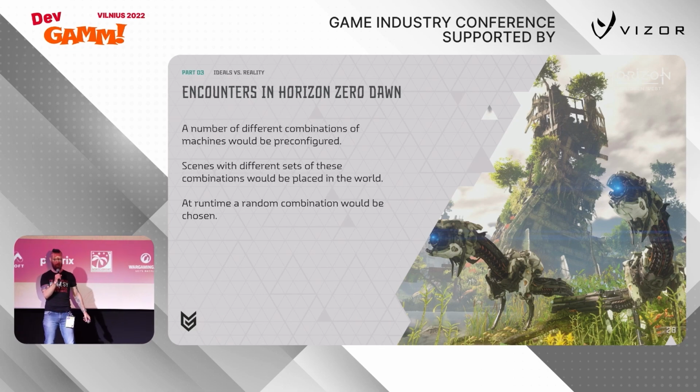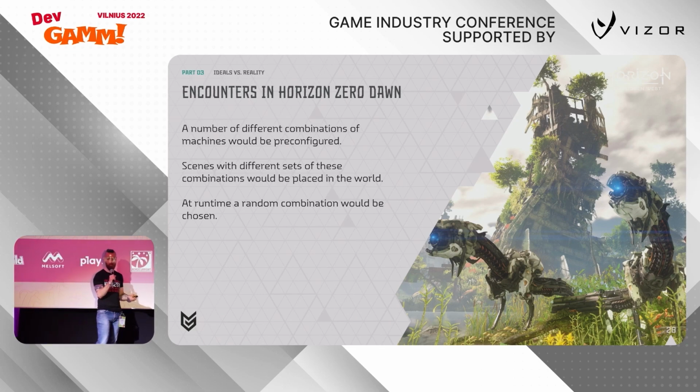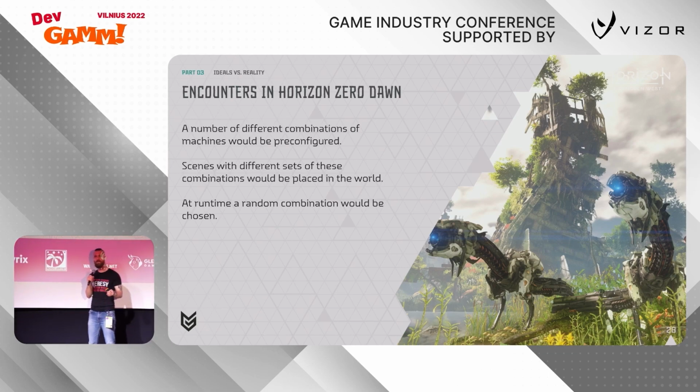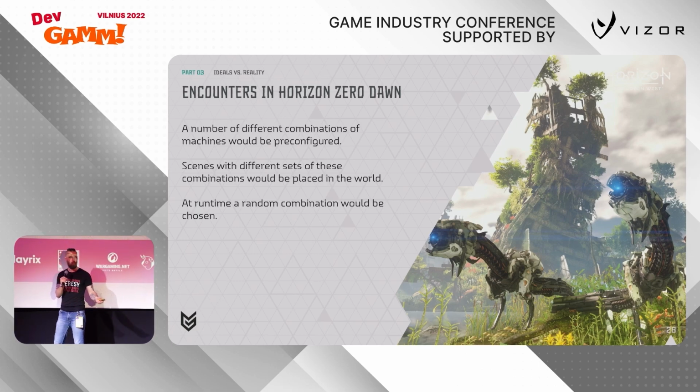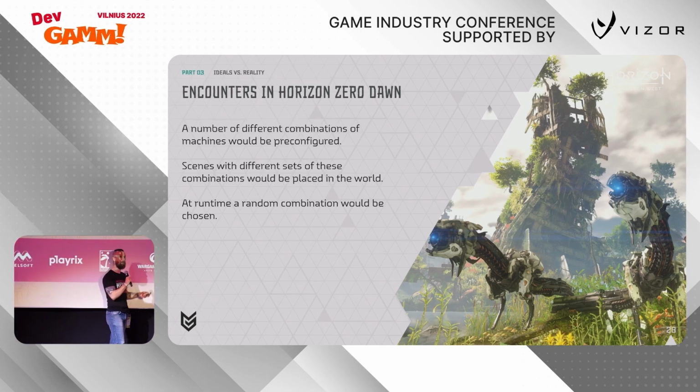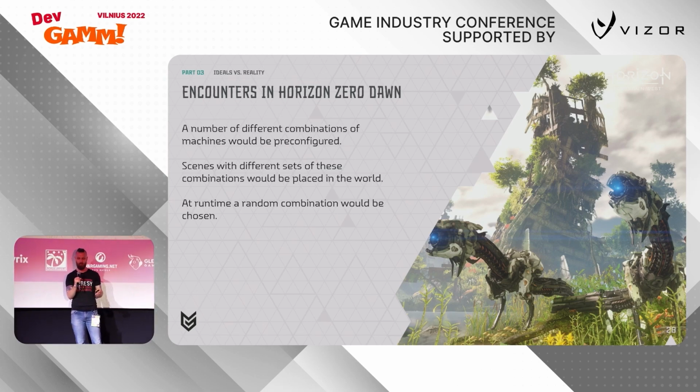As mentioned before, we needed some sort of a dynamic reactive system for spawning of opponents from the very beginning. The system we had in Horizon Zero Dawn worked as follows. A designer would prepare different combinations of machines that could spawn. That means which ones and in what numbers.